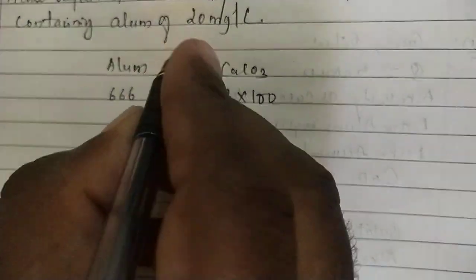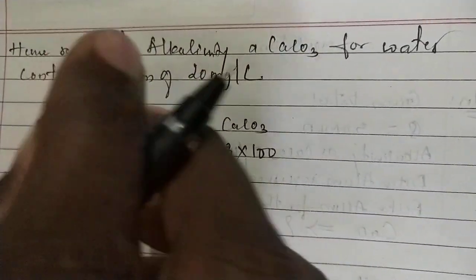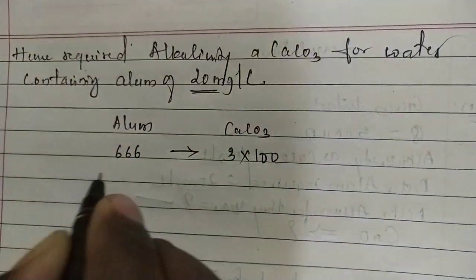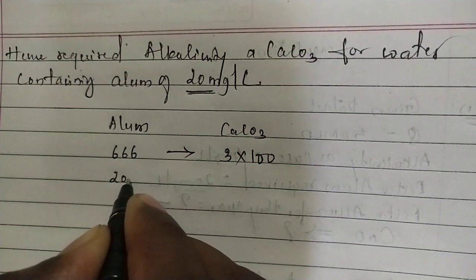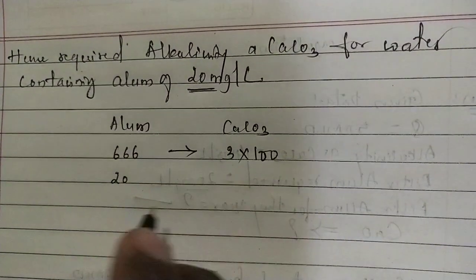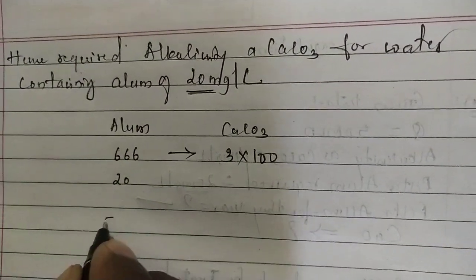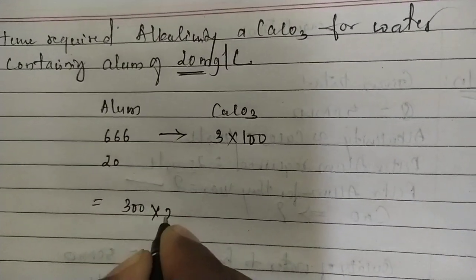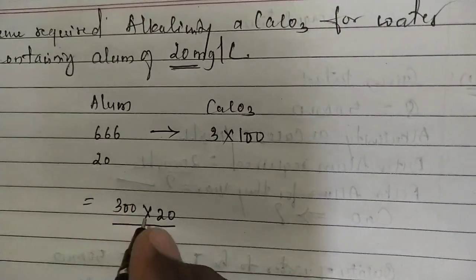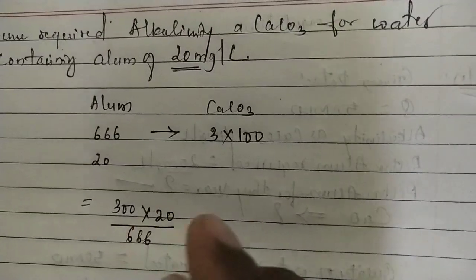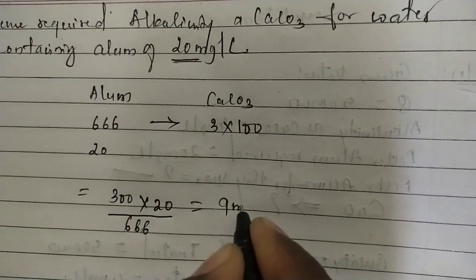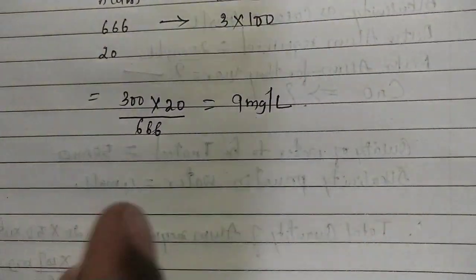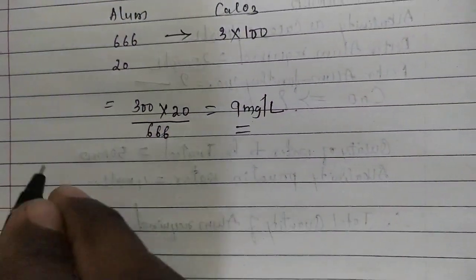The treatment plant requires an amount of alum of 20 mg per liter. So by equating these two, we can say 300 into 20 divided by 666, and we will get 9 mg per liter. So this is the alkalinity required for the alum.